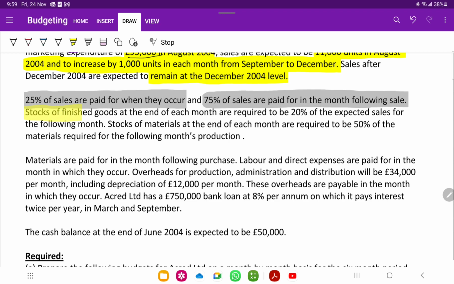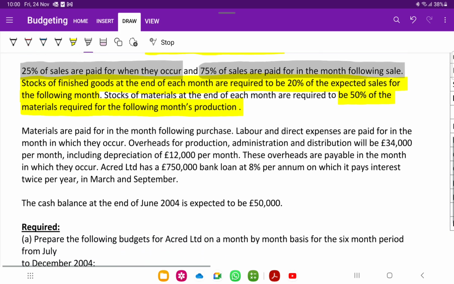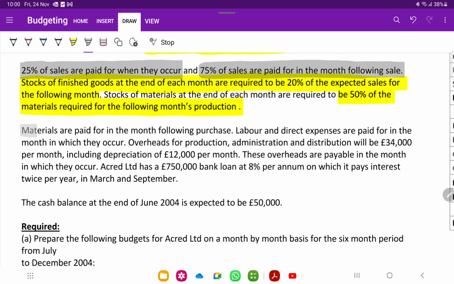Stock of finished goods at the end of each month is required to be 20% of the expected sales for the following month. So this is something which we have already practiced. Stock of material at the end of each month is required to be 50% of the materials required for the following month's production, right? So this is the consumption part. This is also something which we have already done in the previous lectures. Materials are paid for in the month following the purchases.